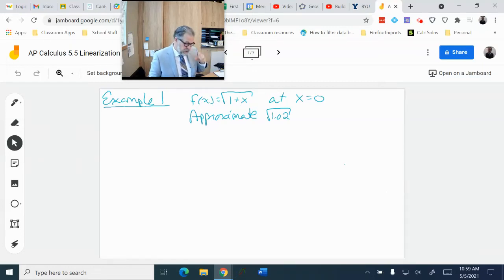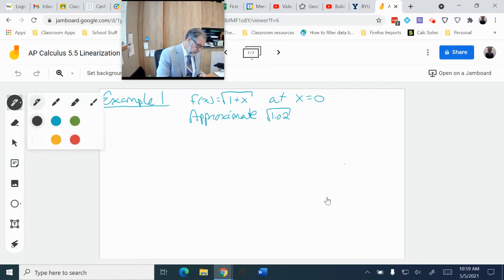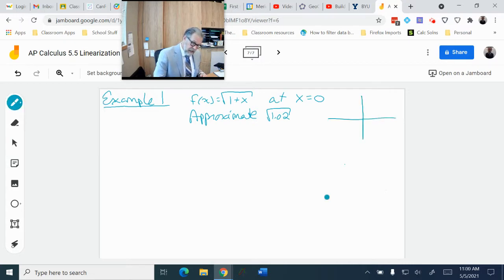All right, welcome back to some examples of linearization. And we're going to look at the function square root of 1 plus x. And of course, we know that the square root of 1 plus x looks like this. And we're going to approximate the square root of 1.02. So we're going to approximate this value right here. All right. So let's take a look.